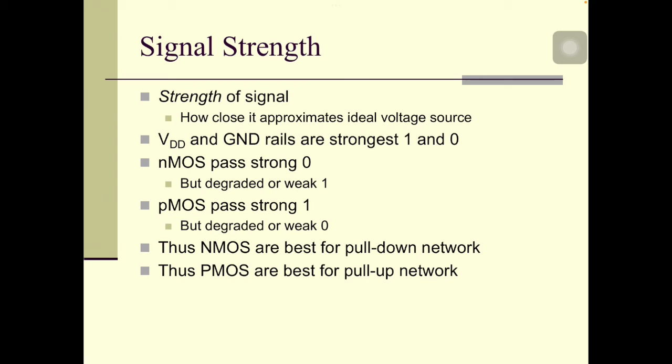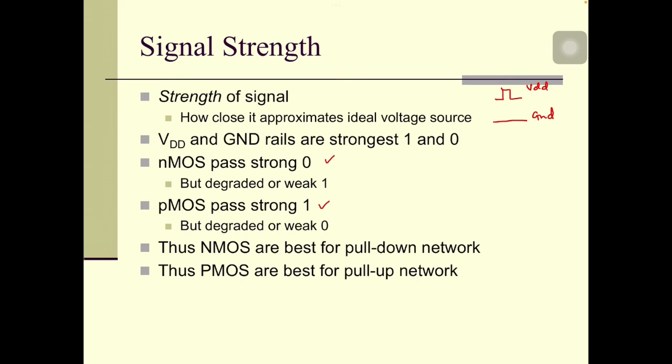Okay, signal strength. When you have signals, we can categorize them by their strength, and how close they are to the ideal voltage source. So it can be a very strong 1 or a very good 0. This one means that it is connected to VDD, and this means that it's connected to ground. The VDD and ground rails are the strongest 1 and 0. So the NMOS passes a strong 0 and the PMOS passes a strong 1.